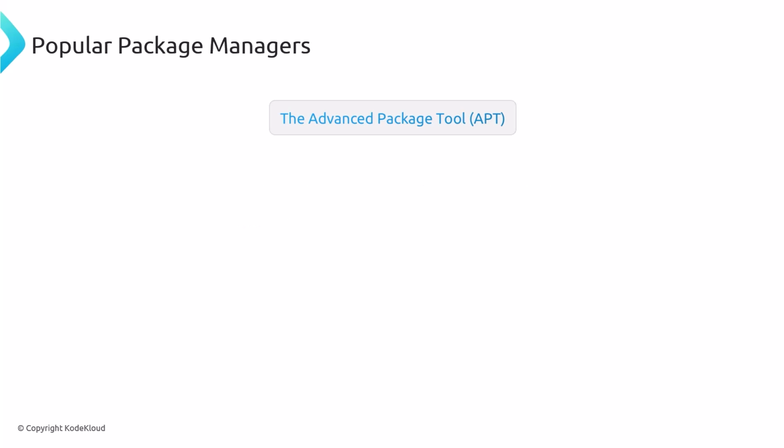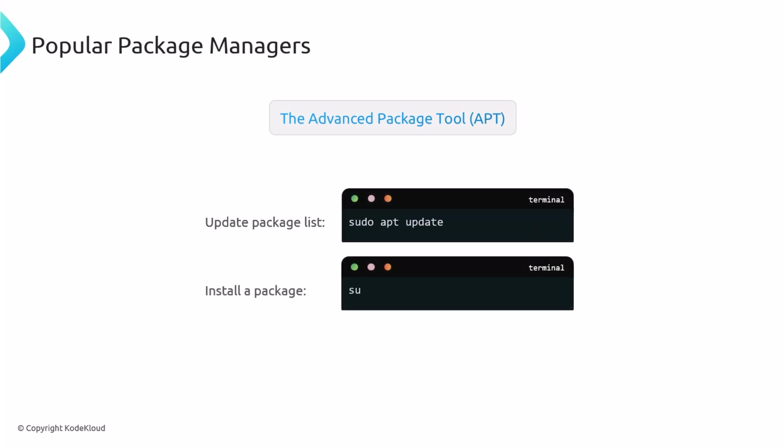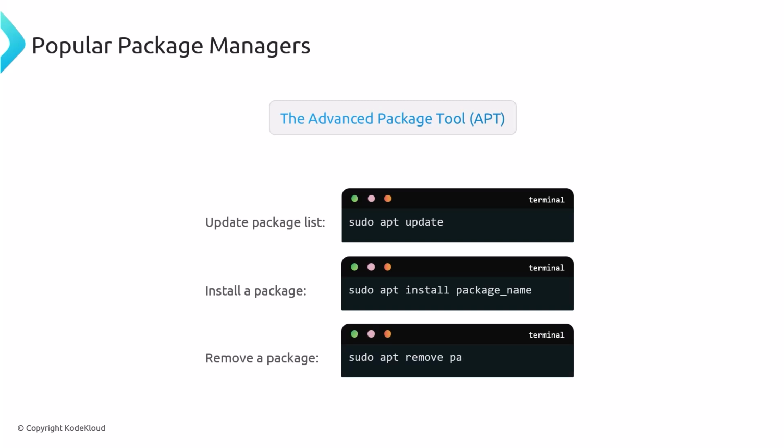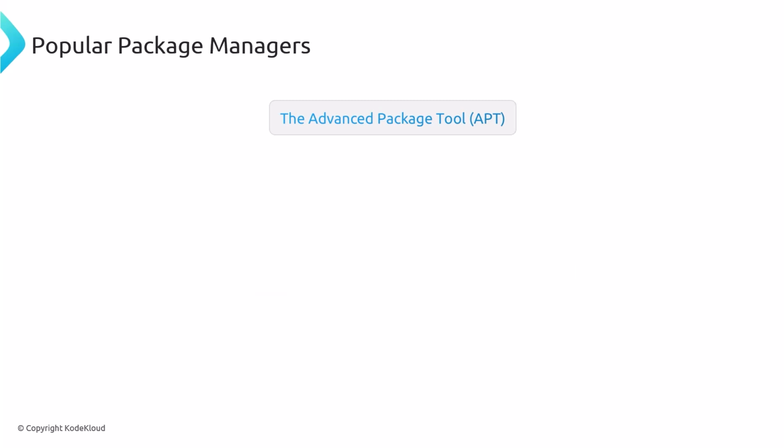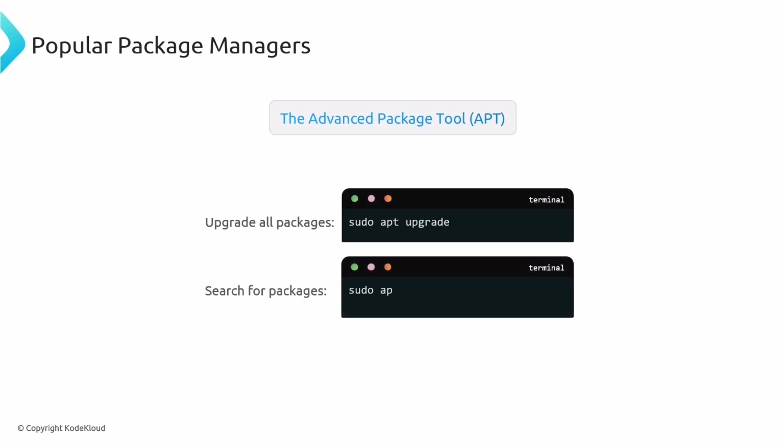For example, you could do sudo apt update to update your package list. You can do sudo apt install and then the name of the package to install a new package, and even sudo apt remove and then the name of the package to remove the package. You can also do sudo apt upgrade to make sure everything is up to date. And if you wanted to search for a package, you could use sudo apt-cache search and then the package name.